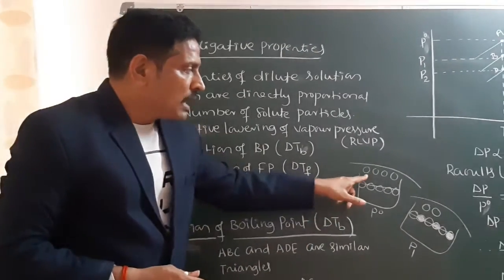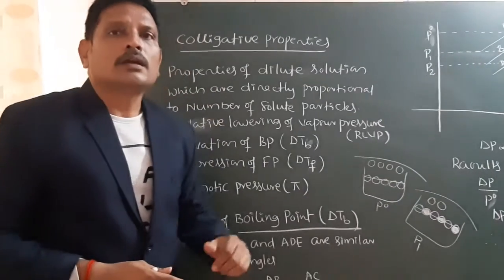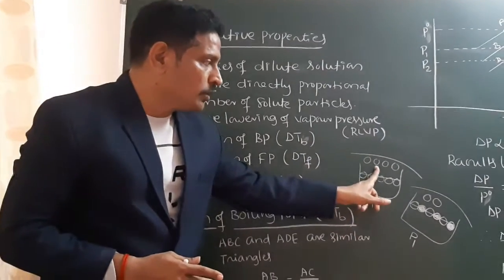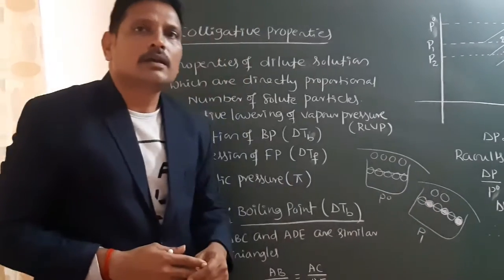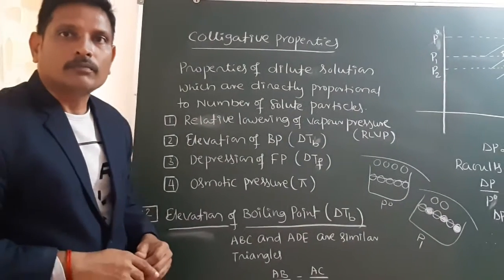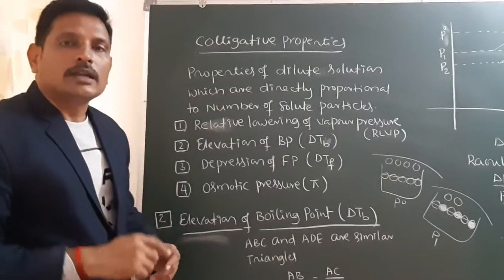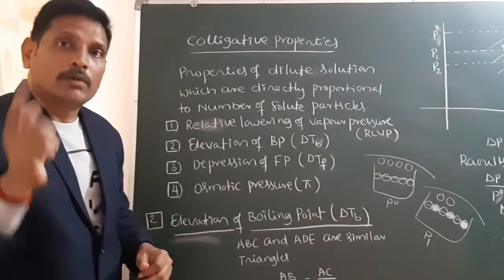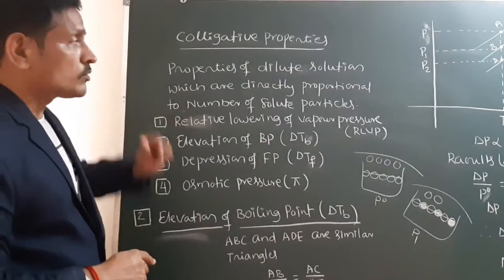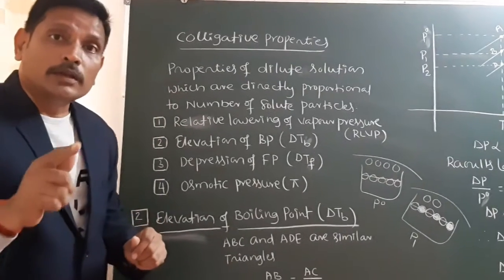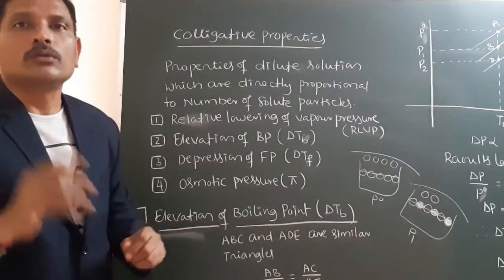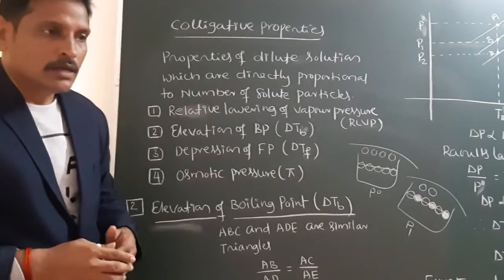Therefore, vapor pressure also depends upon the number of solute particles, but it is not a colligative property. It depends upon the number of solute particles, but it is not a colligative property. Therefore, what is a colligative property? The property of a dilute solution which is directly proportional to the number of solute particles.